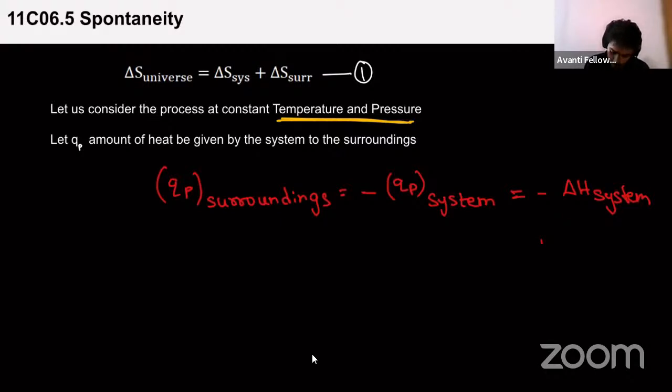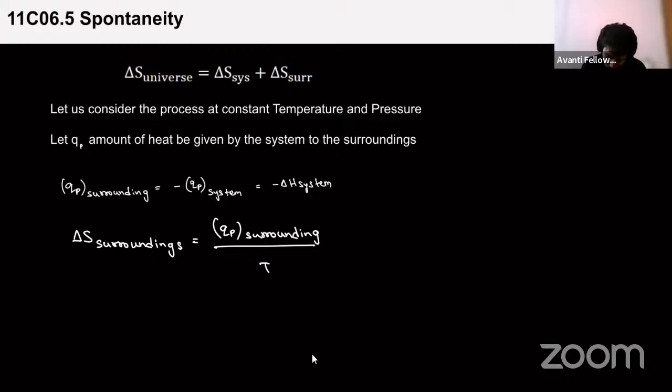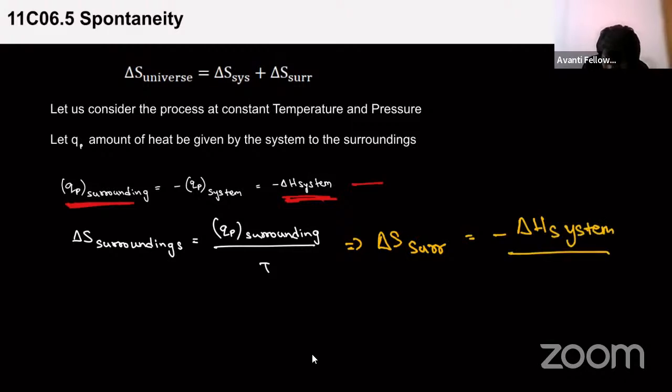Now, if we take this as our first equation, and you see delta S surroundings is equal to QP surroundings by T. By using this equation, instead of QP surroundings, we'll write minus delta H system. So delta S surroundings is equal to minus delta H system by T. Just substituting the values, nothing more here.